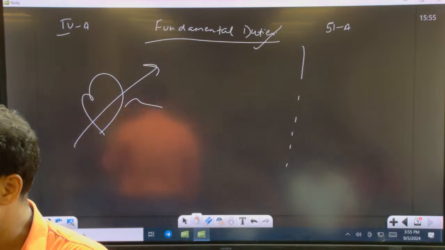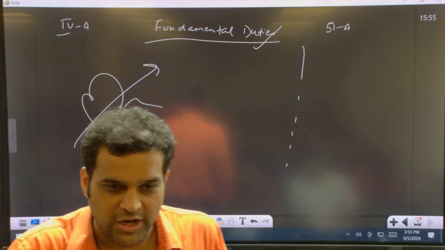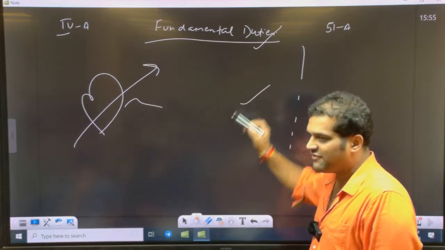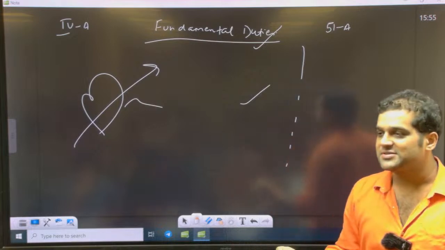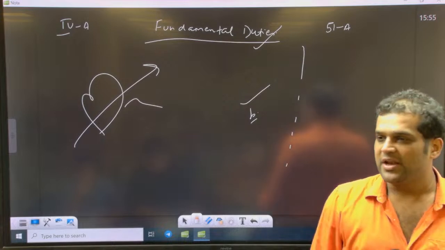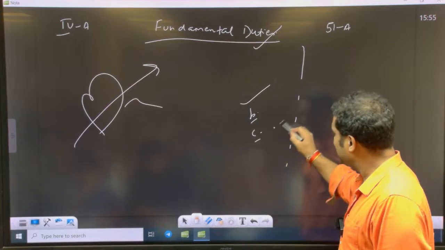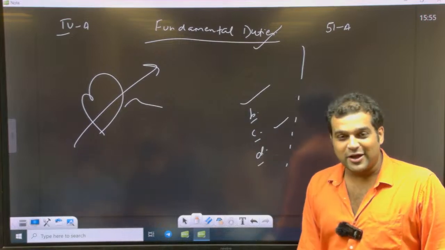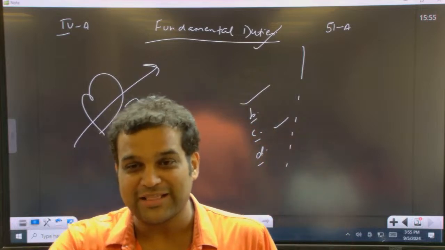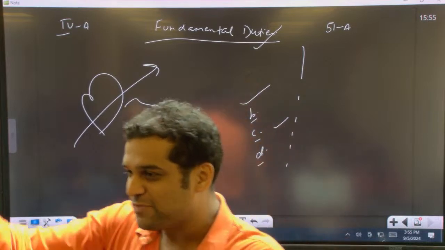In SSC or in defense exams, they might ask which of the following is not a fundamental duty. In option A, they have written to respect the national flag. It's a fundamental duty. Option B, to preserve the environment, is a fundamental duty. Third, to respect the ancient monuments, is a fundamental duty. And option D, they wrote helping a blind man cross the road. You might think, what's wrong in it? But it's not a fundamental duty. So you mark all of the above.